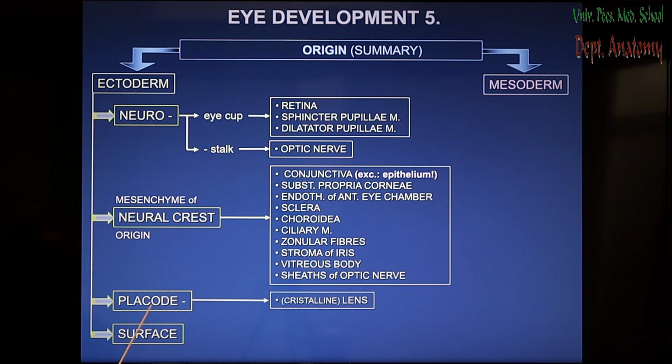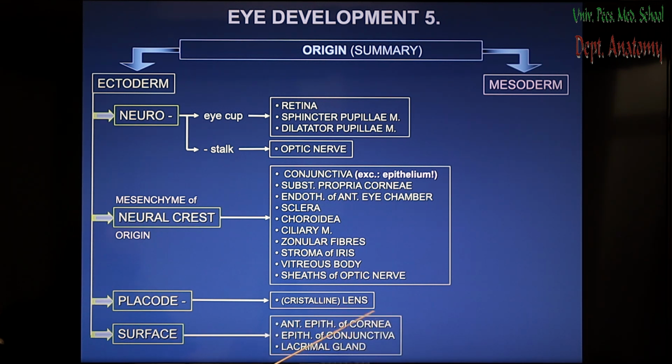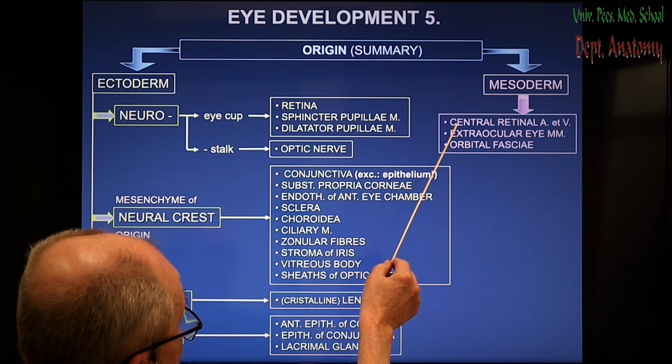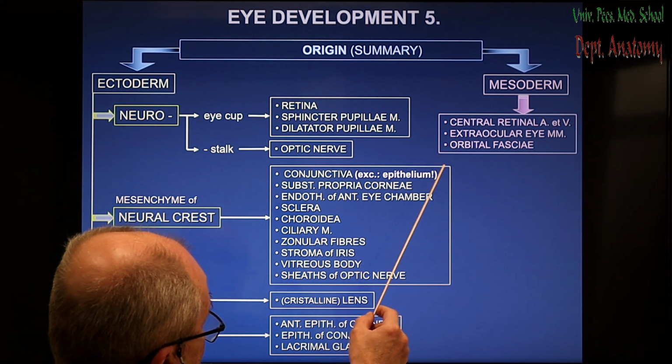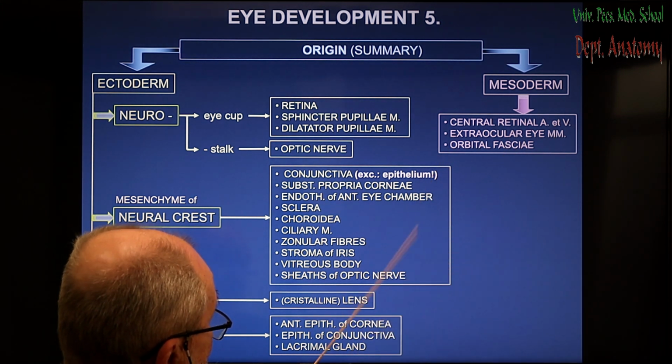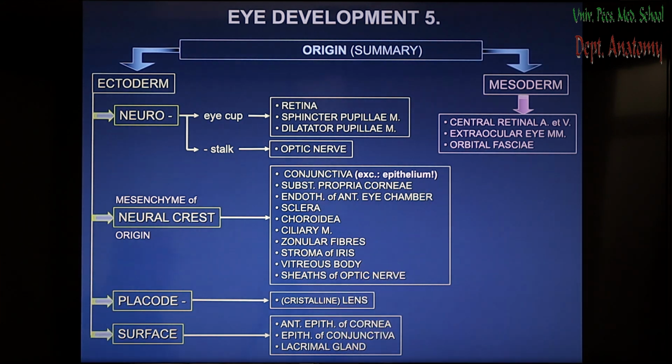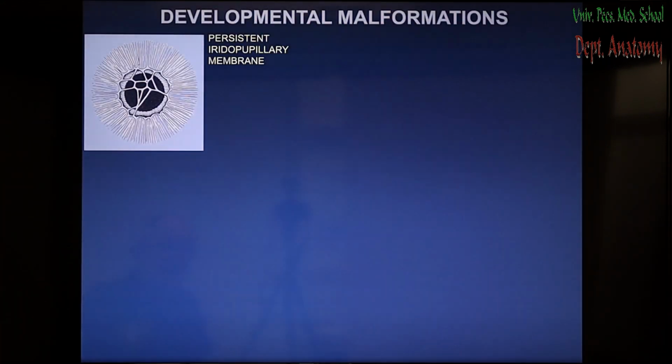Here, the placode ectoderm gives rise to the lens, and the surface ectoderm to the anterior epithelium of the cornea, epithelium of the conjunctiva, which are continuous to each other, as well as to the lacrimal gland. Mesoderm is responsible for formation of the vessels of the retina, as well as the muscles around the eye, as well as the orbital fascia, the inner linings of the orbit itself.